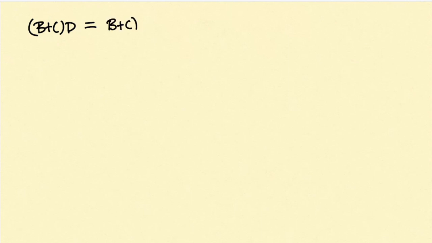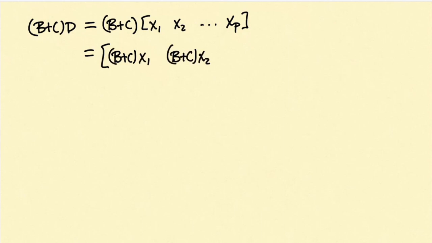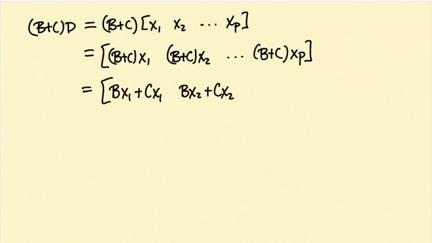So we start out by writing D as an array of its columns x1, x2, down to xp. Next, we use the definition of matrix multiplication. B plus C is a matrix, so (B plus C) times D can be expressed as the matrix with columns (B plus C) times x1, (B plus C) times x2, down to (B plus C) times xp. Now, for each i, we can use the fact that (B plus C) times xi is the same as B times xi plus C times xi.